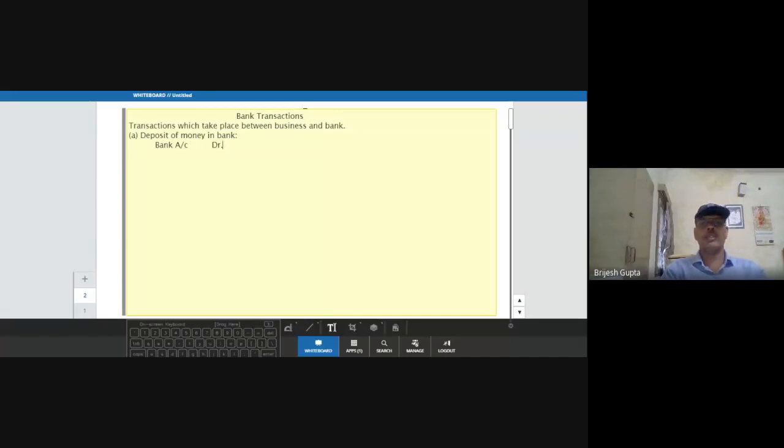And when we deposit money in the bank, what is going out of the business? Cash. So cash is going. Cash is an asset, a real account, and according to the real account rule, credit what is going out of the business. So this is the entry: bank account debit to cash account. Is it clear?